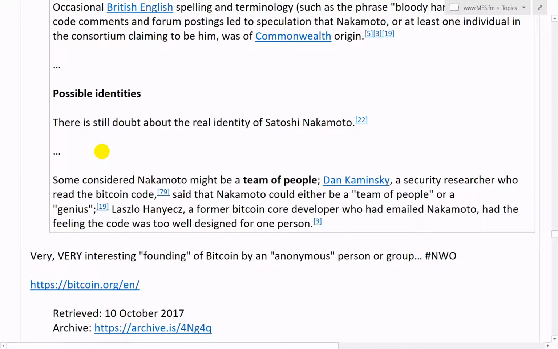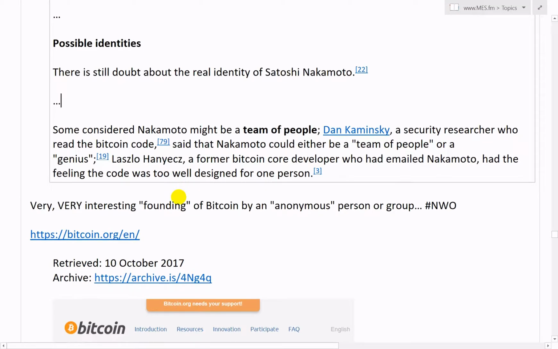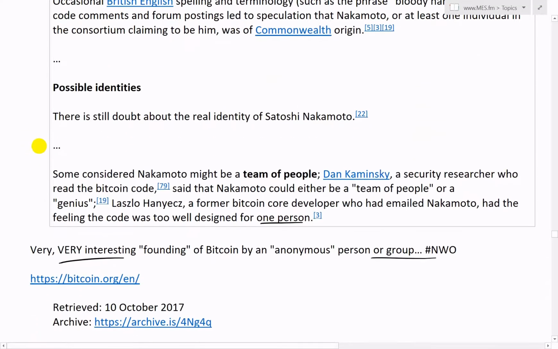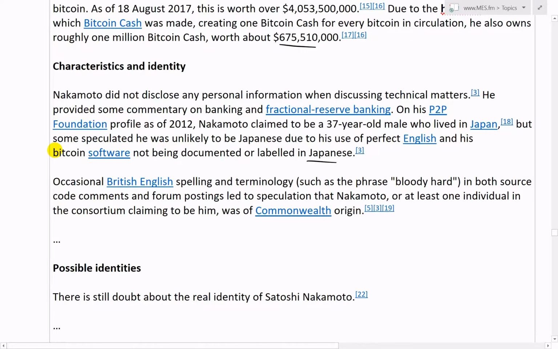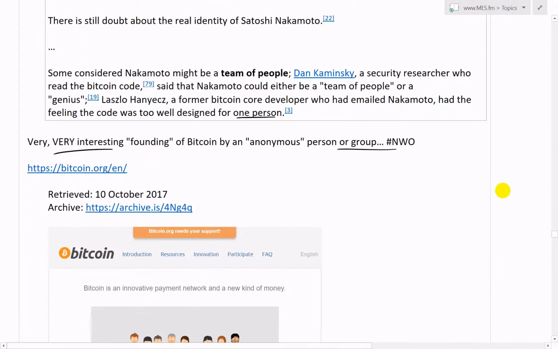There is still doubt about the real identity of Satoshi Nakamoto. Some considered Nakamoto might be a team of people. Dan Kaminsky, a security researcher who read the Bitcoin code, said Nakamoto could be either a team of people or a genius. Laszlo Hanyecz, a former Bitcoin core developer who had emailed Nakamoto, had the feeling the code was too well designed for one person. Very, very interesting. Founding of Bitcoin by an anonymous person or group, hashtag NWO, if you haven't seen my earlier videos on why I am skeptical about all this anonymous stuff. Anyways, let's keep going further into this.